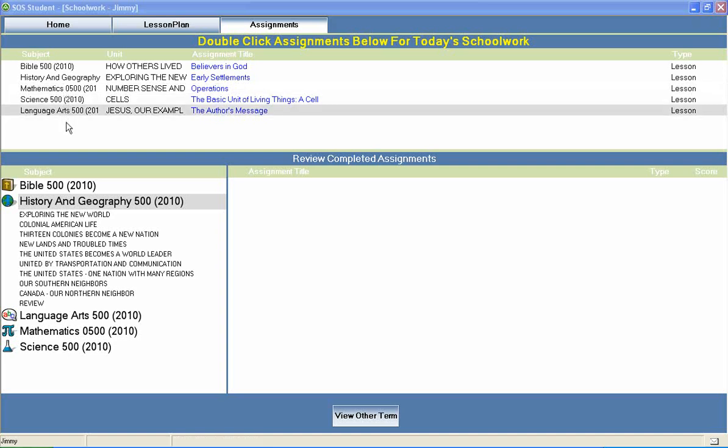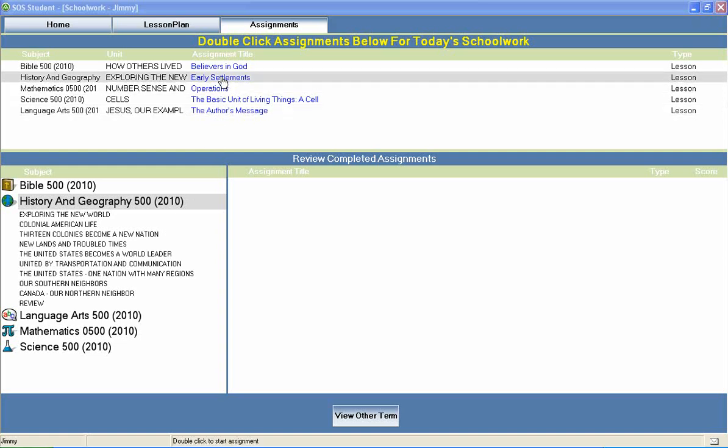In Switched On Schoolhouse 5th grade history and geography, students study U.S. history, with units like Exploring the New World, 13 Colonies Become a New Nation, the United States Becomes a World Leader, Our Southern Neighbors, Canada, Our Northern Neighbor, and much more. Now let's take a look at a 5th grade history and geography lesson to see how concepts like these are covered.